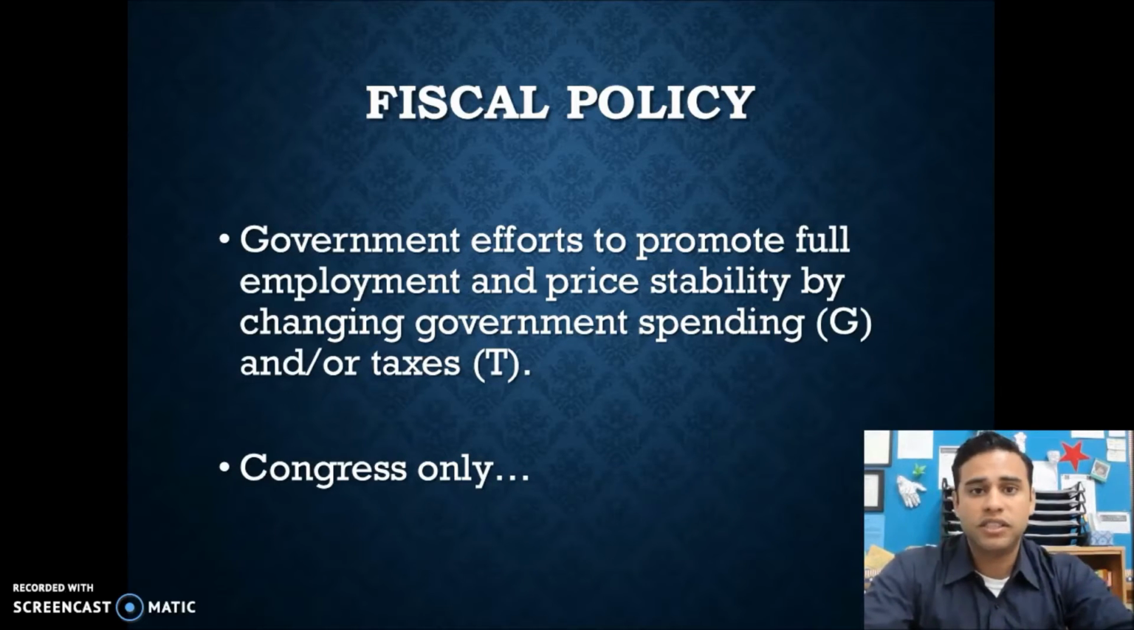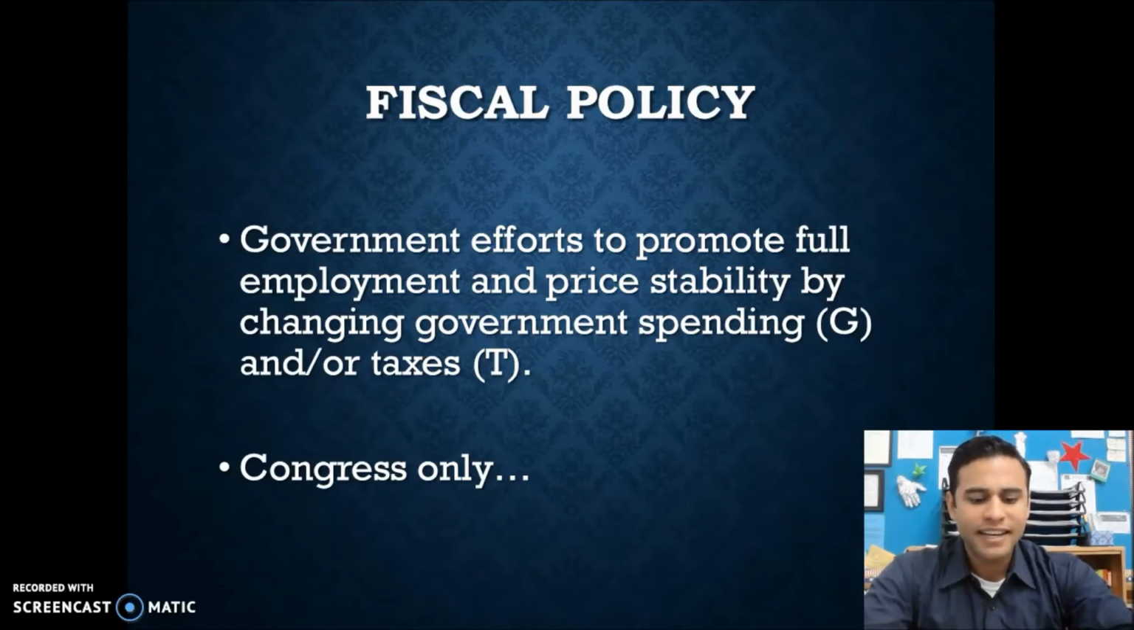But what's true is this: Congress has the power of writing a budget, which is spending tax dollars, right? That's government spending, and raising taxes. Okay? So if the government were to try to achieve full employment and price stability by manipulating the way they spend money and the way they tax, that's fiscal policy.